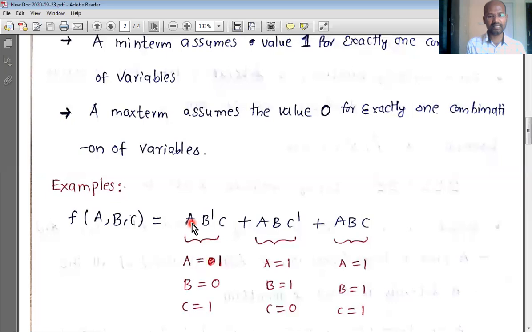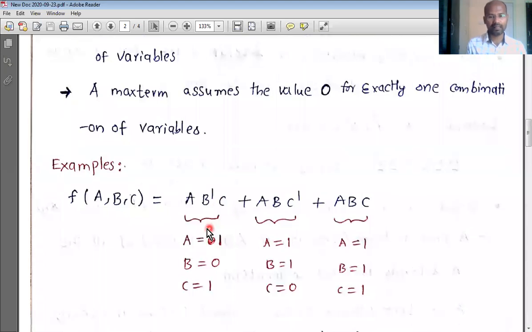Of course, A is in uncomplemented form, B in complemented form, C in uncomplemented form. It doesn't matter in which form the literal appears; the term should have all the literals. So this is one min term. There is another min term having all the literals, and another one. So there are three min terms.